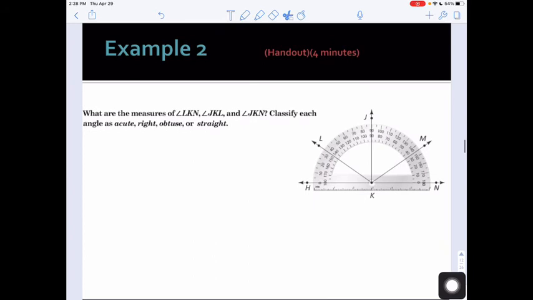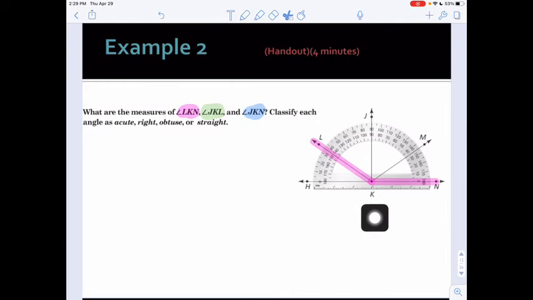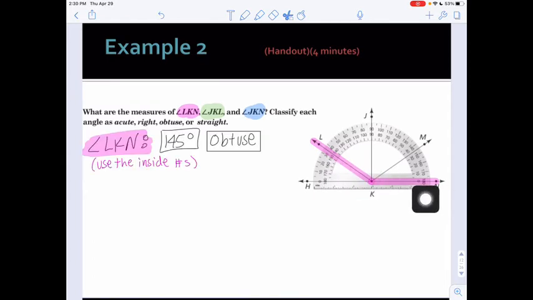Example 2 says, what are the measures of angle LKN, angle JKL, and angle JKN? Classify each angle as acute, right, obtuse, or straight. I've highlighted angle LKN in pink. If we consider the values on the inside of the protractor, we can start with 0 on the right-hand side and follow along until we get to our other ray, KL, which crosses right in between 140 and 150. So we would say that's about 145. Since we are starting at 0, we don't really need to write out the absolute value of 145 minus 0, because we know that'll just be 145, but you could. Or you could just state that it's 145 degrees, which is obtuse. You can see from this image of the highlighted pink angle that it's more than a right angle. Again, this was using the inside numbers on the protractor.